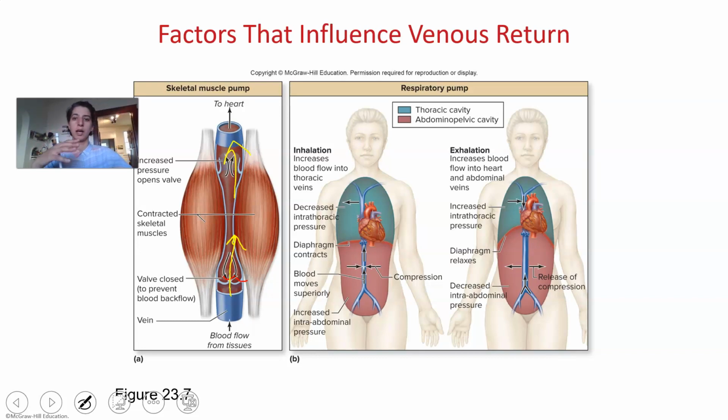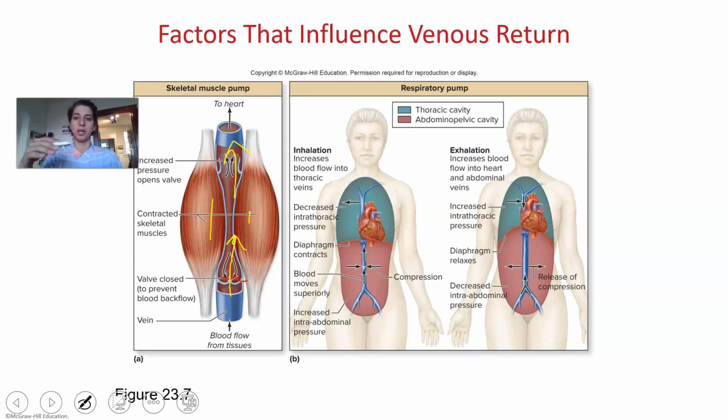Okay, there are two types of pumps in the body that help pump blood back to the heart. One of them is called the muscular pump. So these veins, the deep veins, are going to travel in between skeletal muscles. And as we contract our skeletal muscles, it's going to push on the vein walls and push blood and pump it back to the heart. So those are skeletal muscle pumps.